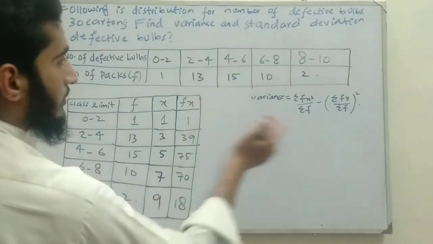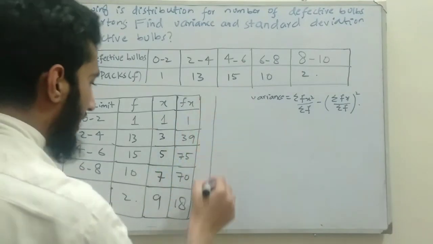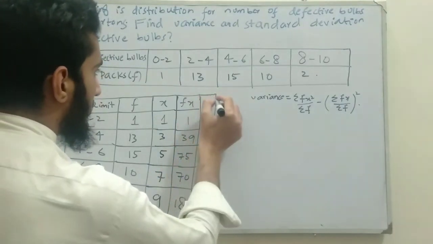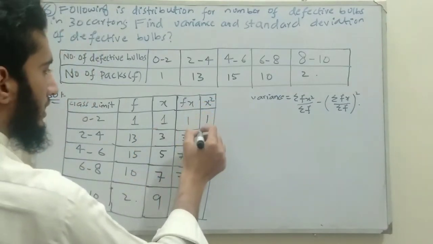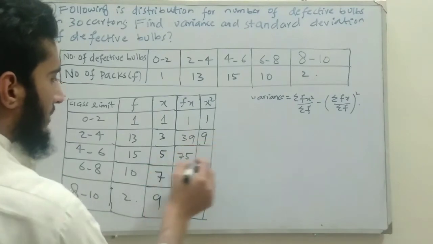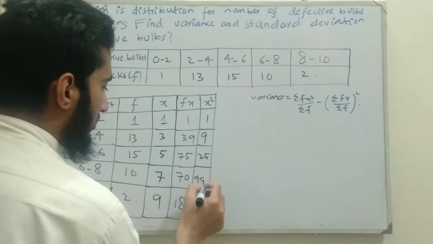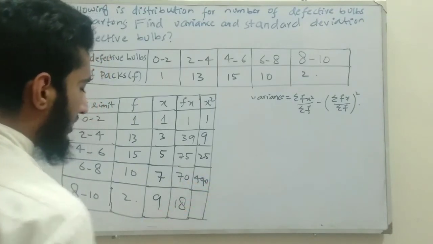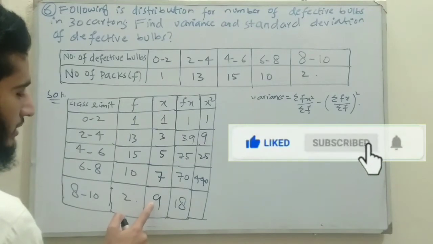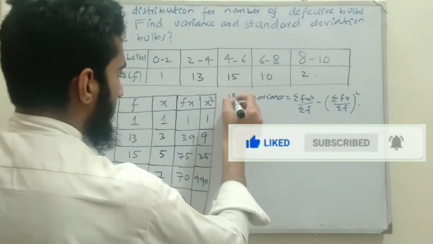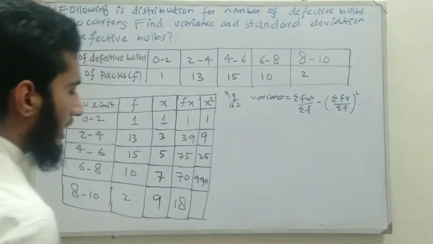After this we are going to find f x square. So first we will square the x values for finding x square. So let's suppose this is x square values. So this is x, so 1 square gives us 1, 3 square gives us 9, 5 square gives us 25. After this 7 square gives us 49, and after this 9 square will give us 81.